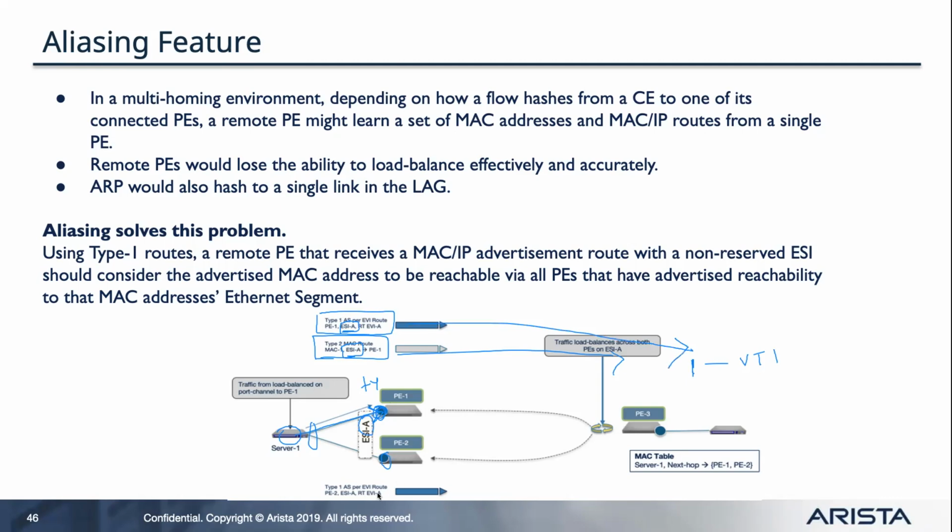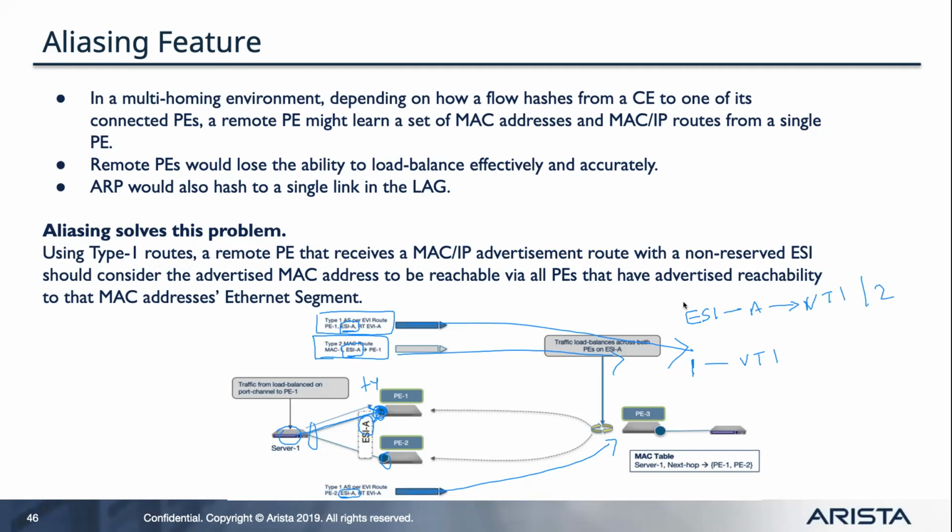Similarly, P2 will also create a type 1 route and say, hey, I am also associated with Ethernet segment A, and it will send this type 1 route. Now, combining these, what it says is that Ethernet segment identifier A is available on both VTAP 1 and VTAP 2.